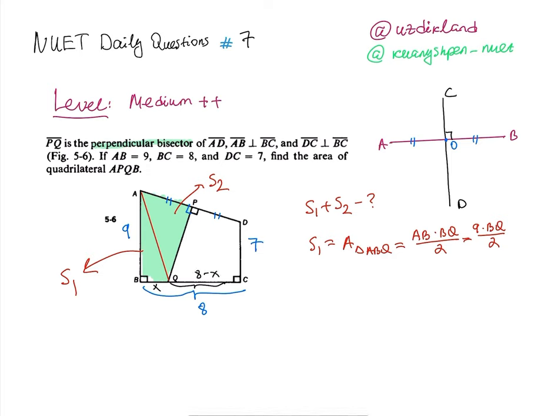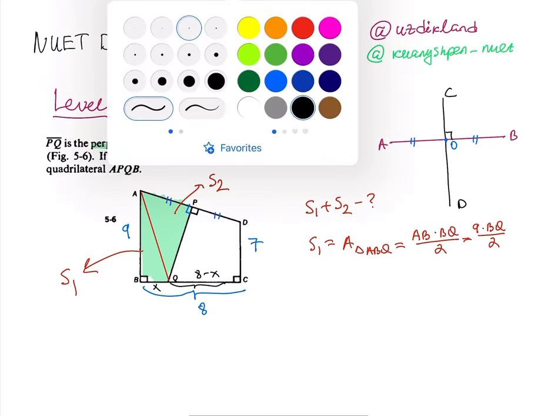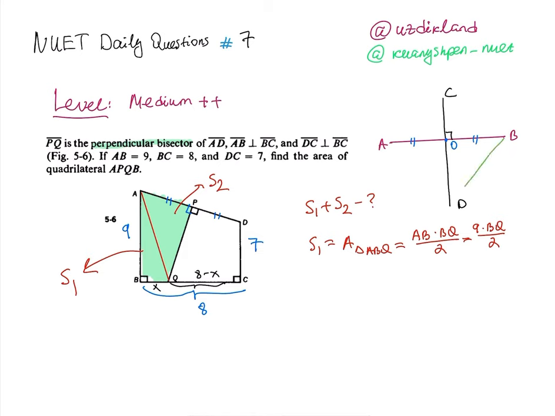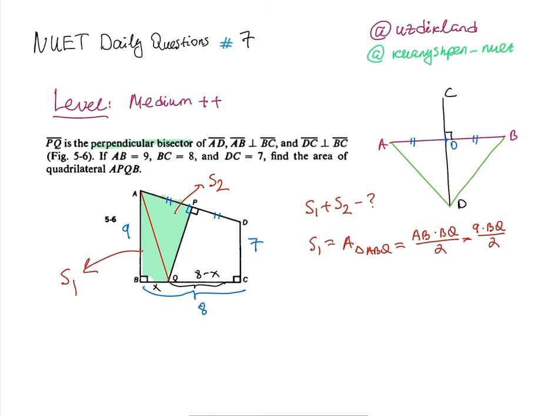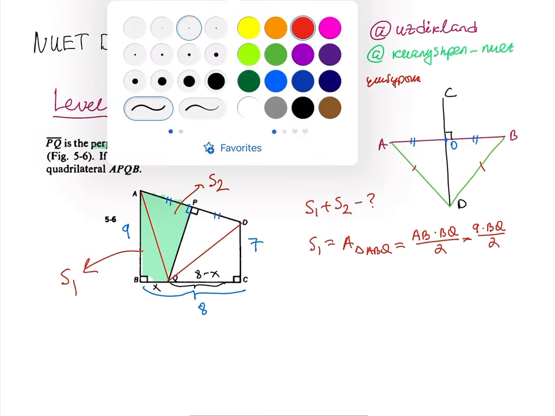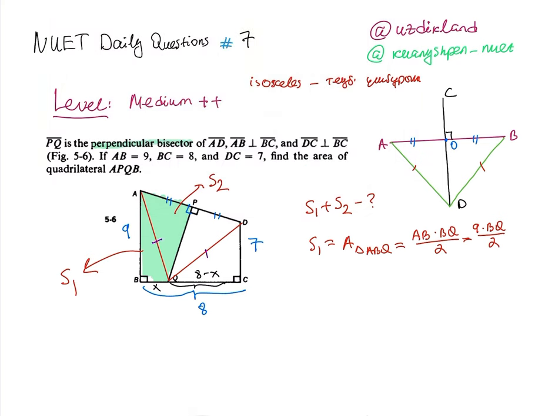Regarding the perpendicular bisector, this picture shows that it is the kind of thing that happens in an isosceles triangle. Isosceles means, in Kazakh, an isosceles triangle. So this happens in an isosceles triangle, which means that DA is equal to DB. Similarly, if I connect DQ, it means that AQ and DQ would be the same.